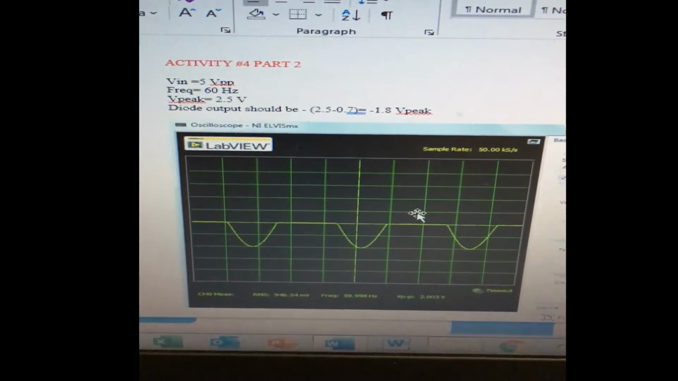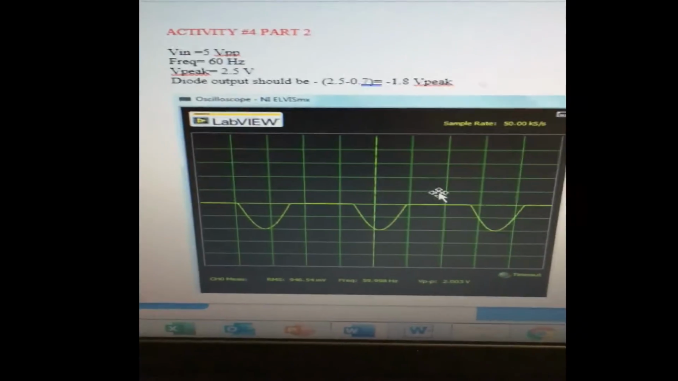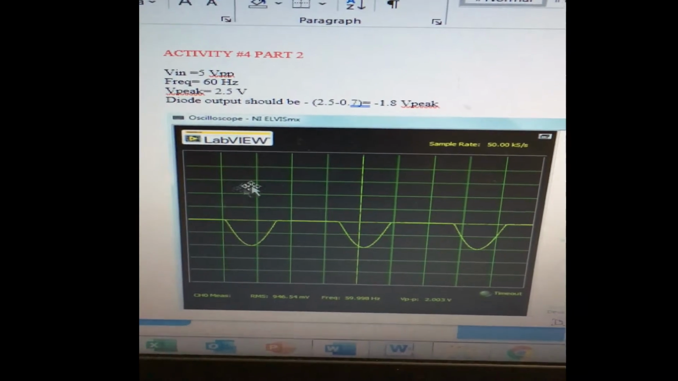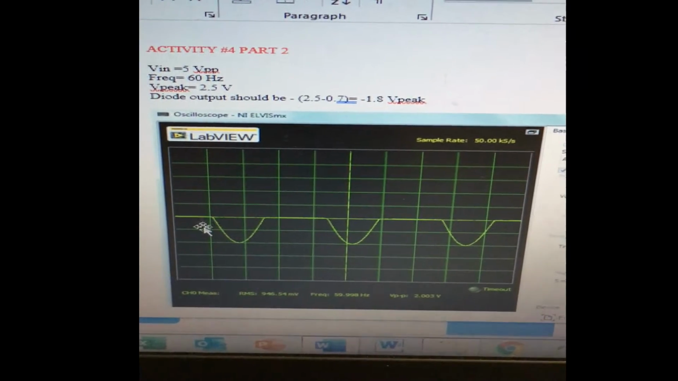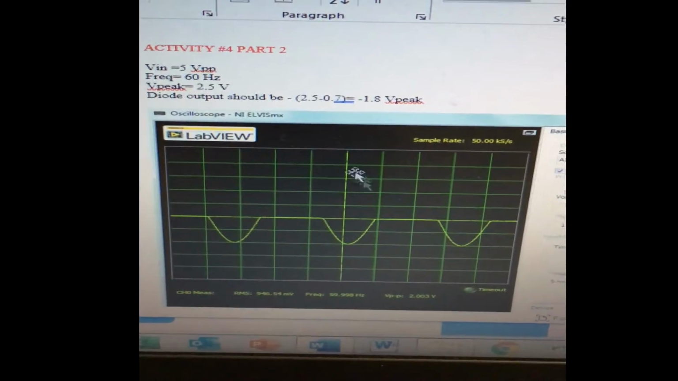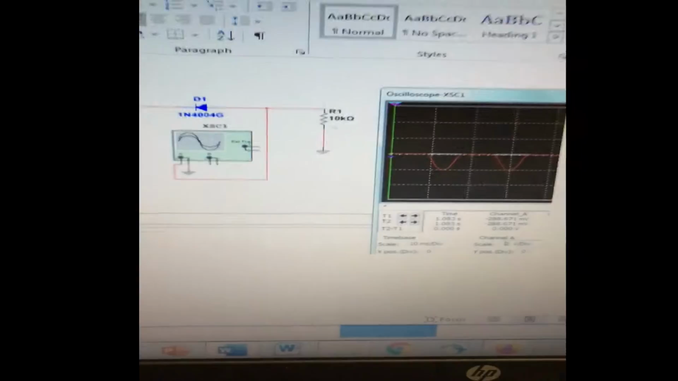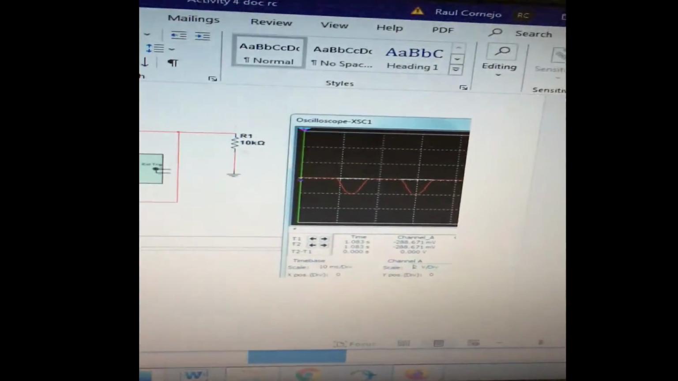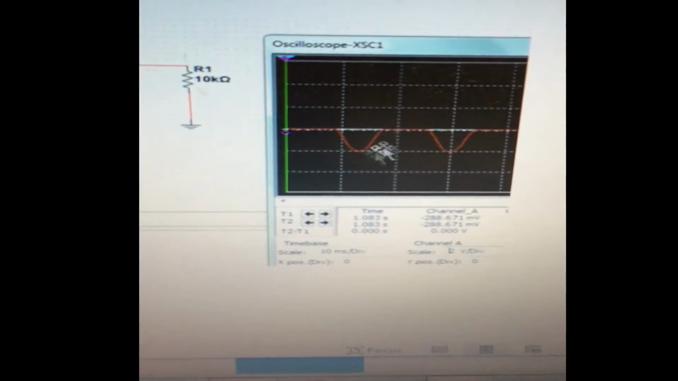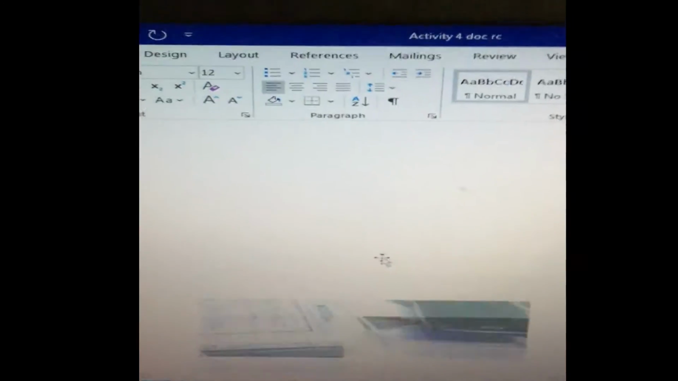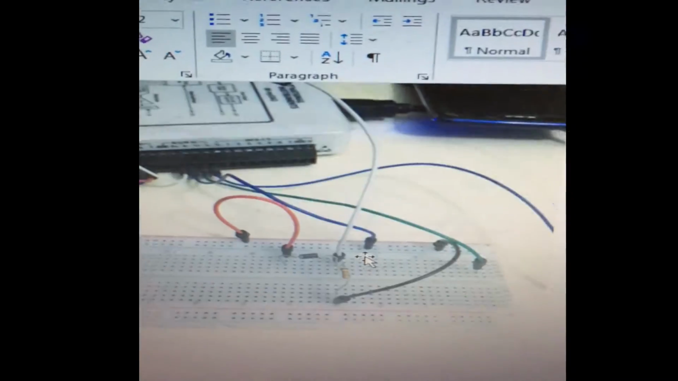Here's the same experiment, but instead of the positive peak waves, it is the negative peak waves that are being output. Everything else remains the same. Simulation, Multisim, same results. Here's the circuit.